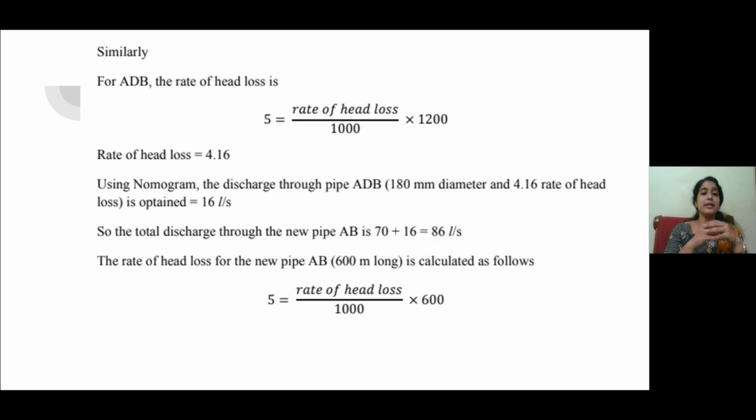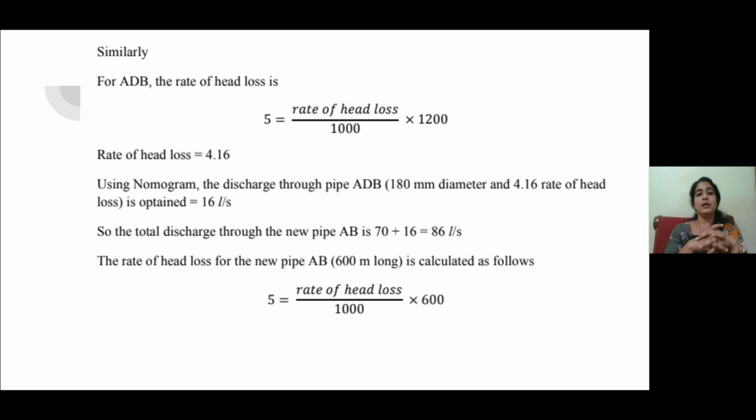Then similarly we can calculate for ADB also. The rate of head loss: 5 is equal to rate of head loss divided by 1000 into 1200 meters, that is the length of the pipe. Then we obtain a rate of head loss of 4.16. Here we have the rate of head loss 4.16 and the 180 mm diameter pipeline, which is already given.